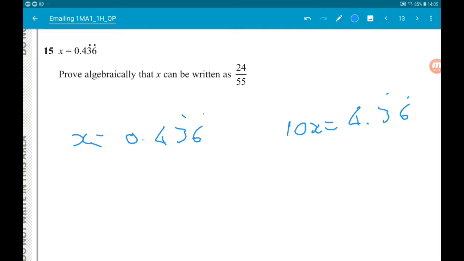Now we need another number with exactly that same recurring decimal. Now because it's going 36363636 forever, if we multiply by 100, then we're still going to have exactly the same recurring decimal. So we now get 1000x is 436.36 recurring.